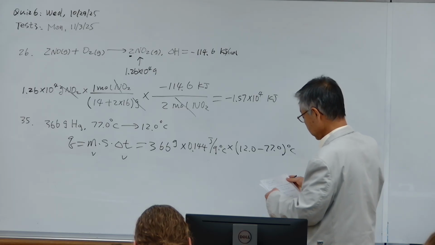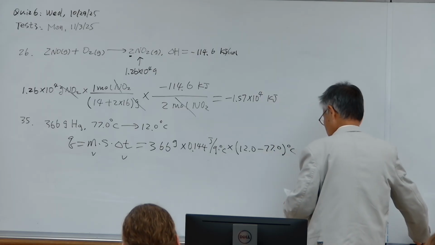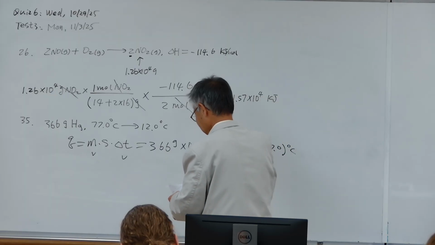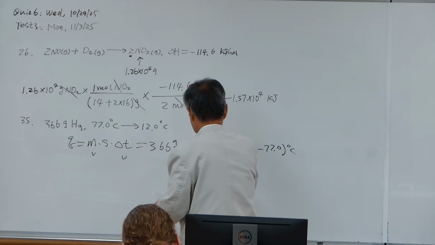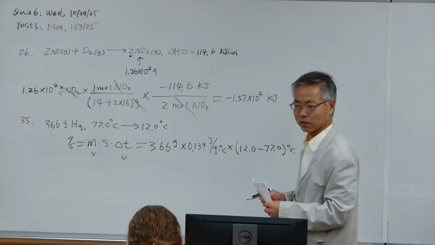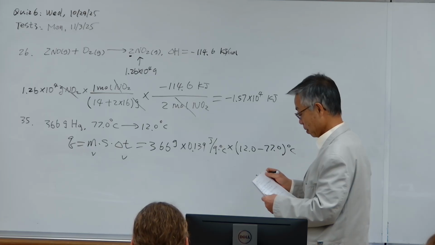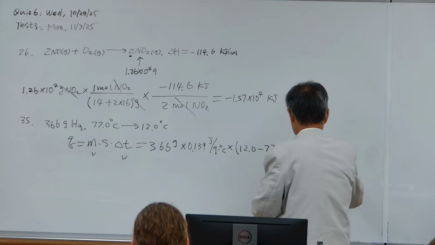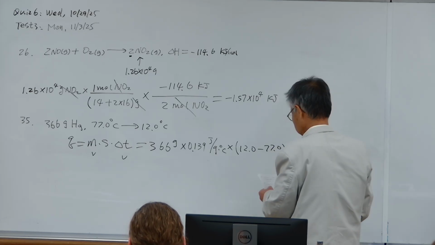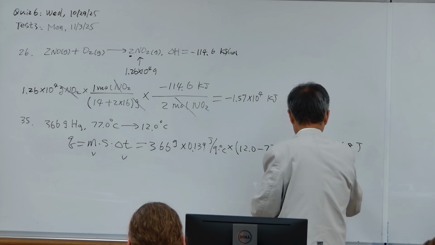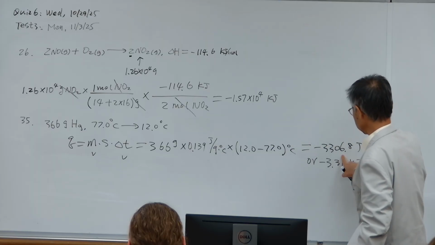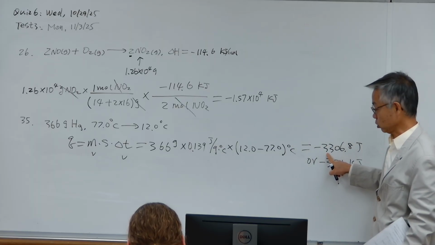Okay, use a calculator. Oh, sorry, mercury is not 0.444, it's 0.139. Aluminum is 0.144 maybe. Anyway, I will provide you a table. This will be negative 3306.8 joule. To convert to kilojoule, move 3 decimal places, becomes 3.3.